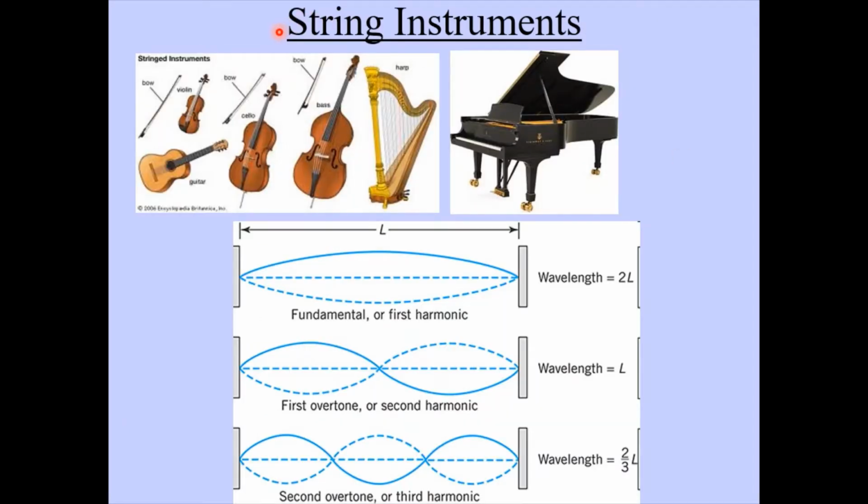String instruments, these would be guitars, harp, piano, violin, etc. We talked about the standing waves on the string in part 1 of this video, and we saw these similar patterns for the different modes of vibration. The fundamental vibration, sometimes called the first harmonic, is the fundamental frequency of vibration. But then we can have other modes where the frequency is doubled, and these are called the harmonics, or overtones, as they're also called in music.